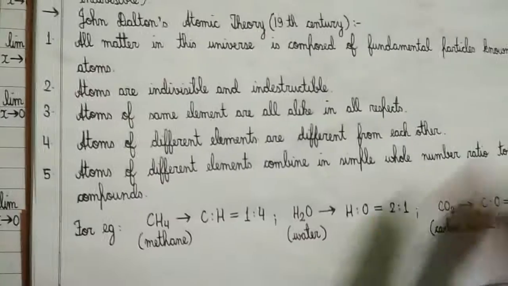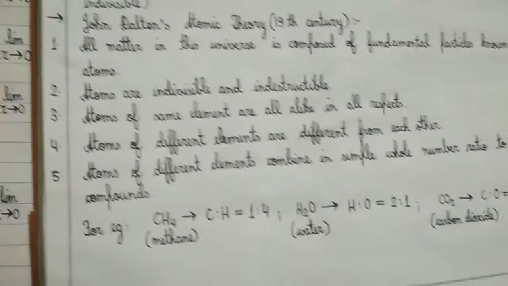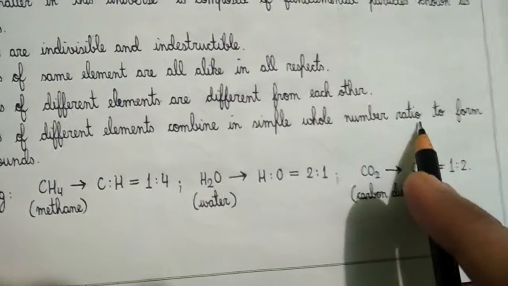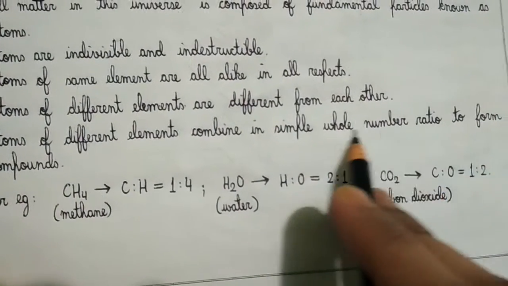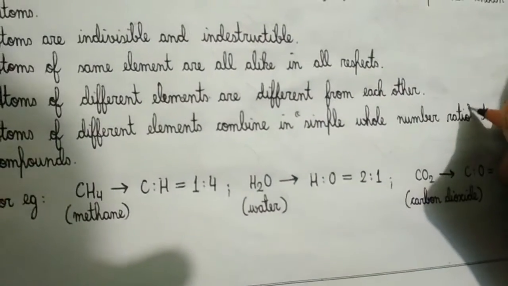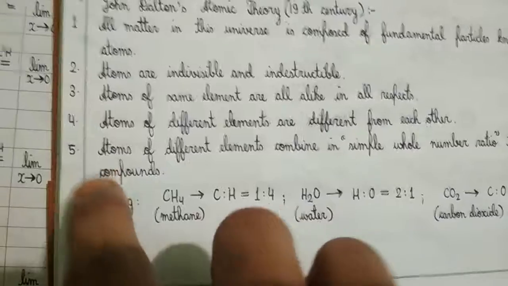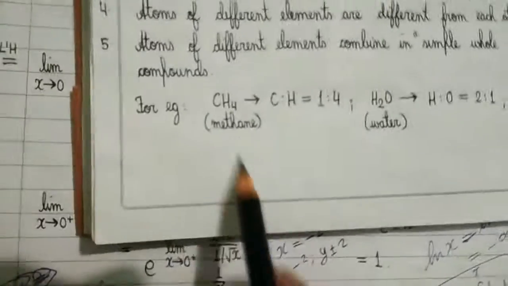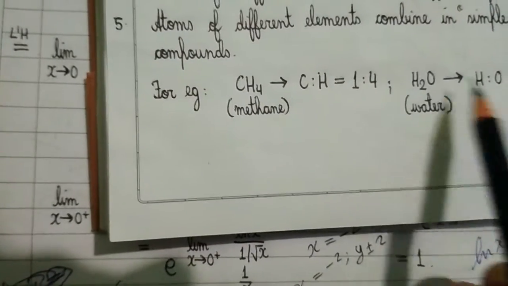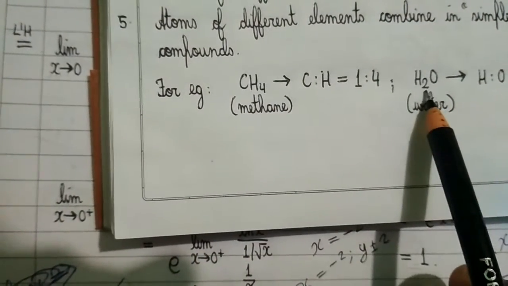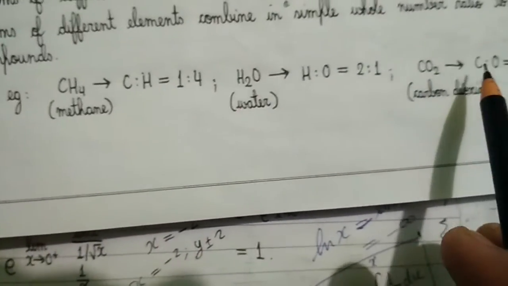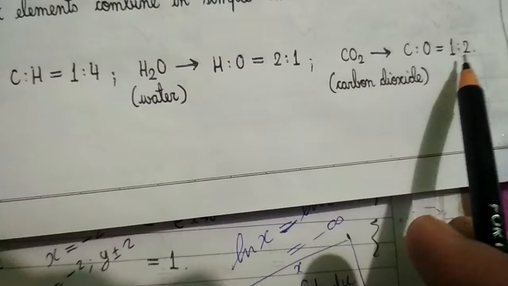Then one more point is that atoms of different elements combine in simple whole number ratio. This is the most important part of this entire point, that they combine in simple whole number ratio to form compounds. Let's take a few examples. CH4 contains carbon and hydrogen atoms in the ratio 1:4. Water contains hydrogen and oxygen in the ratio 2:1. Carbon dioxide contains carbon and oxygen in the ratio 1:2.